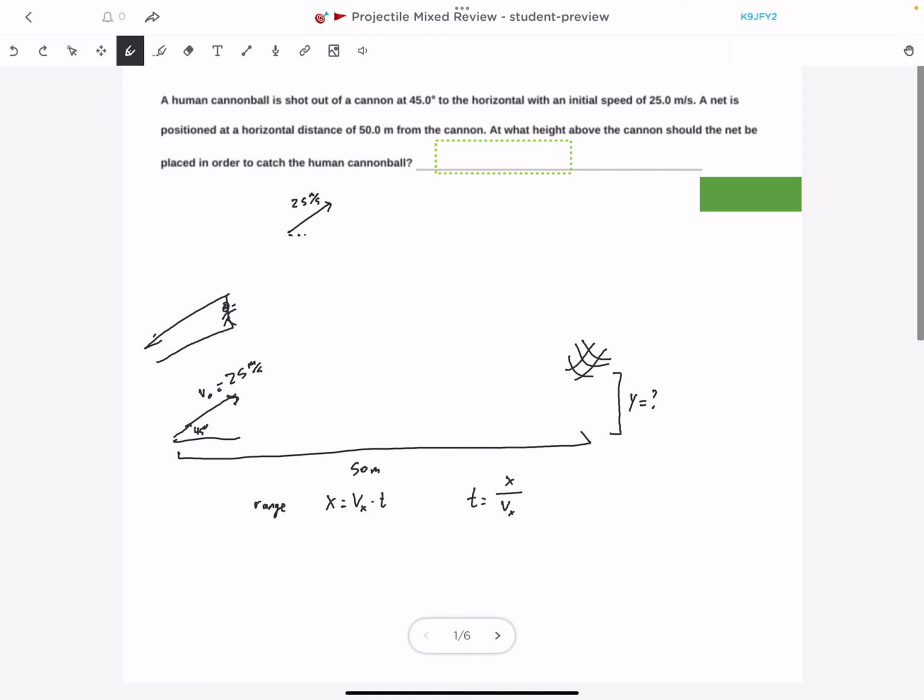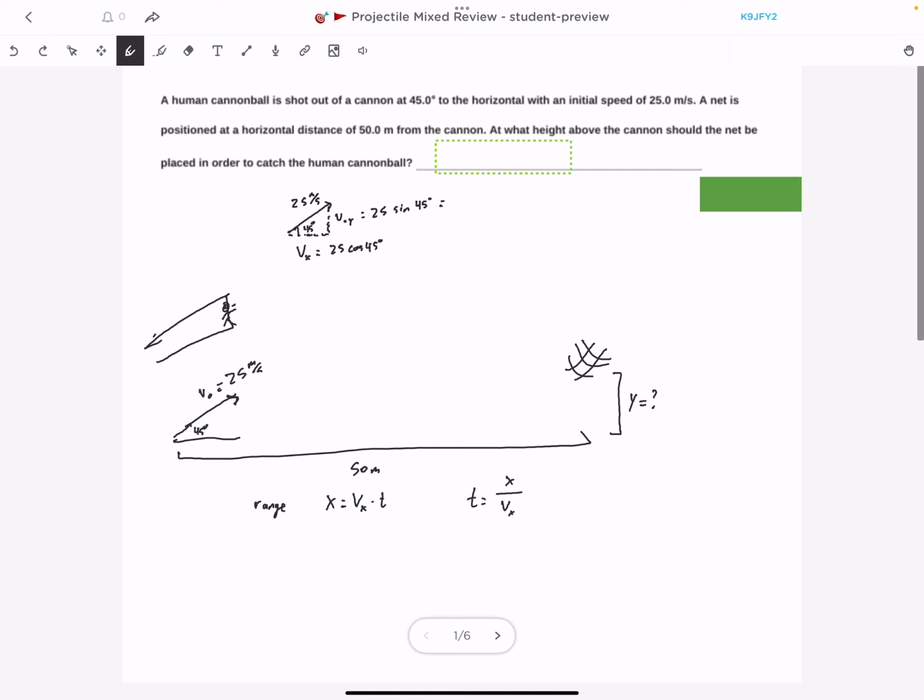So if I have a 25 meter per second vector at an angle of 45 degrees, I know that the y component is going to be equal to 25 times the sine of 45, because that's the opposite side, and the hypotenuse is 25. And the x component is going to be cosine, because the x component is the adjacent side to the angle. The hypotenuse is 25, so to solve for the adjacent side, it's going to equal 25 times the cosine of 45.